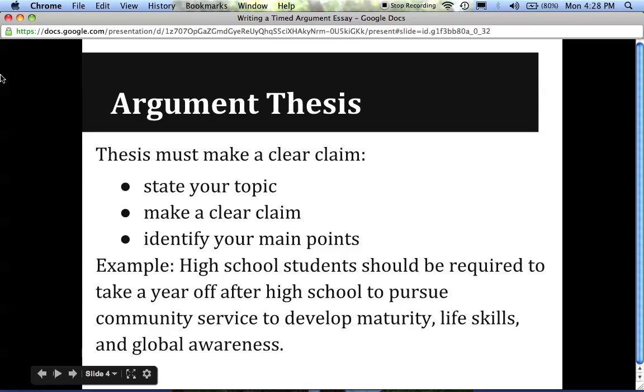So for your argument thesis, there are 3 things you need to do. You need to clearly state the topic that you're writing about. You need to make a clear claim. This is where your opinion comes into play. And then you identify your 3 main points.